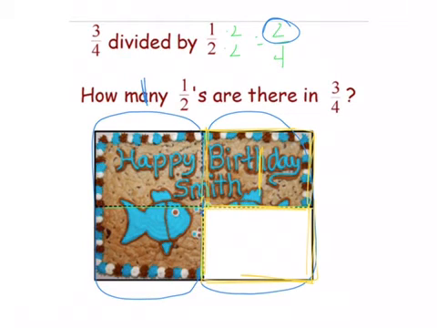And how many pieces did I need to make a full group? Well, I needed 1, 2 pieces. So 1 out of the 2 pieces is what I have. So I've got 1 full group and 1 half of a group. So my final answer is 1 and 1/2.